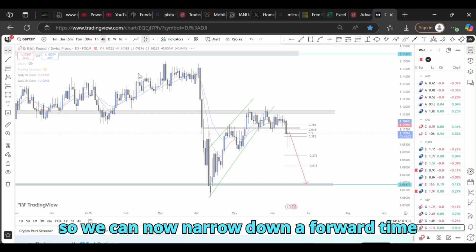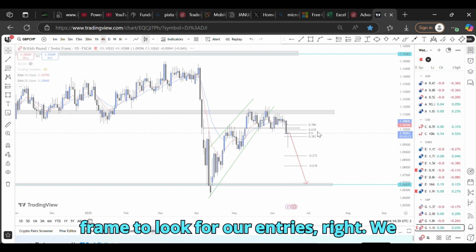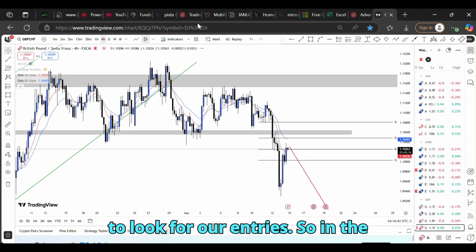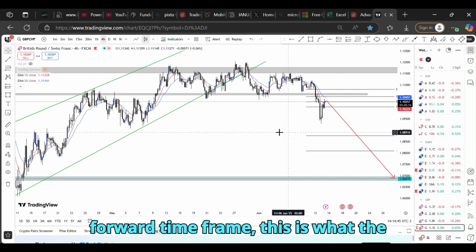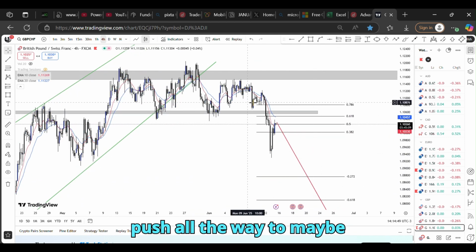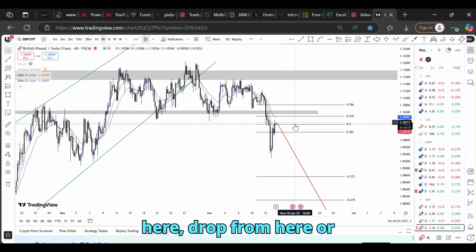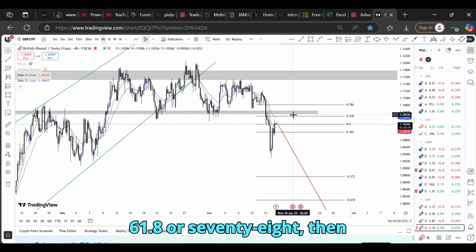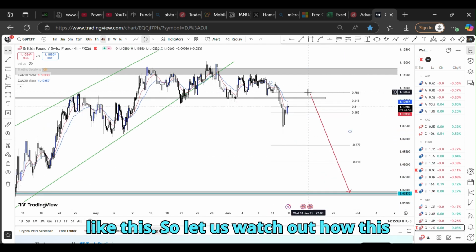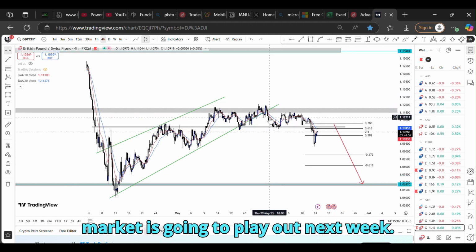So we can now narrow down to the 4 hour time frame to look for our entries. In the 4 hour time frame, this is what the market is doing. We're expecting the market to push all the way to maybe here, drop from here, or 61.8 or 78, then we see a push to the downside, something like this. So let us watch out how this market is going to play out next week.